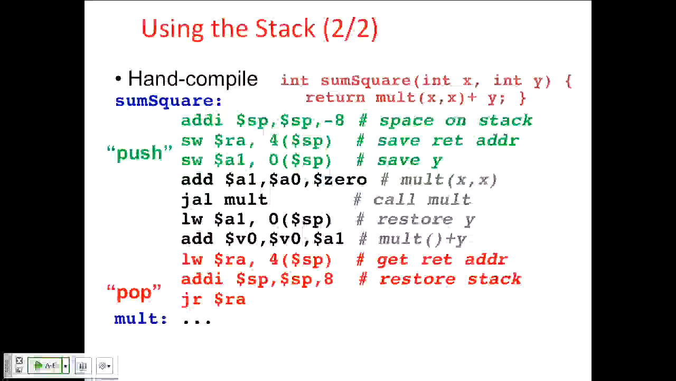Okay. Then, just to finish off, I have to reload the return address off the stack and restore the stack by adding 8 back to it, and then I jump to the return address to jump back to the original function. Okay. So that's how you translate that C function into MIPS assembly code, following this stack convention. Any questions here before I move on with that question?